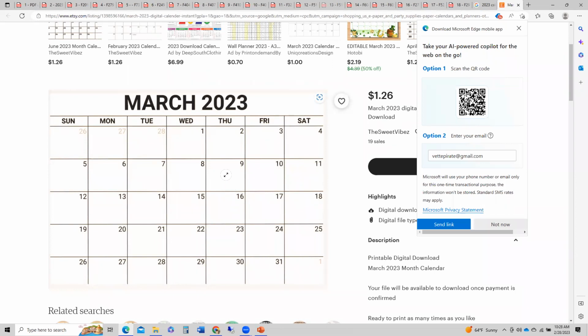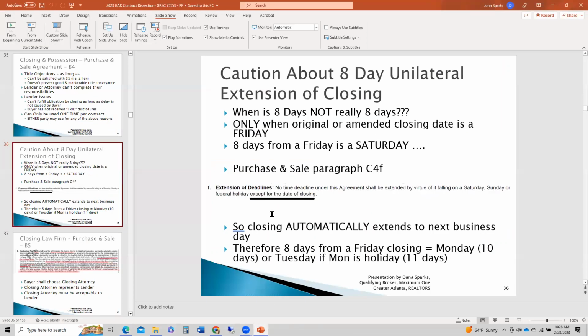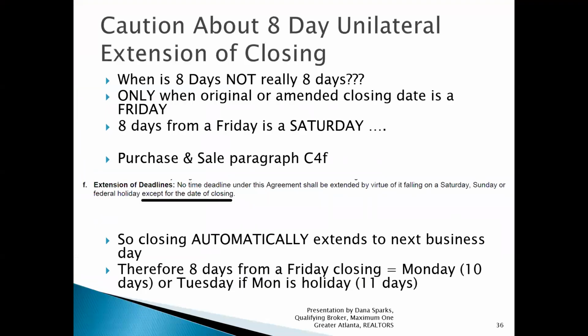If we close on a Thursday, 8 days from Thursday would be this Friday. The reason I'm telling you that is because I look at the contract instructions, and the GAR instructions say that nothing gets extended if it falls on a weekend or federal holiday except for the closing date. So you've got to be very, very cautious when you go binding under the GAR contract. Do not schedule your closing on a Friday, because you're moving it to 10 or 11 days.